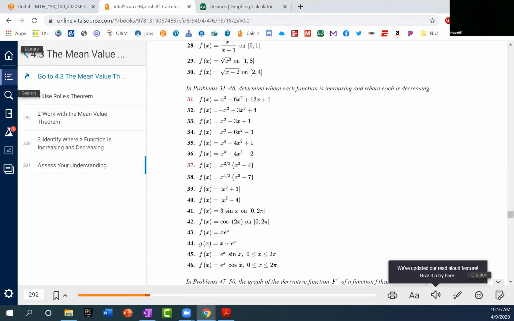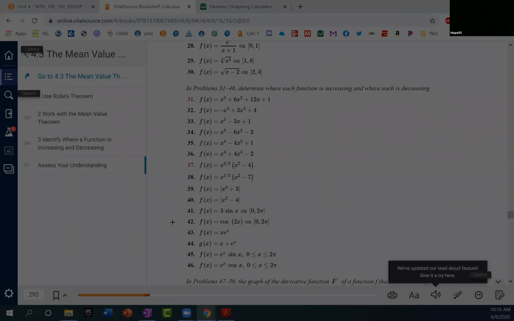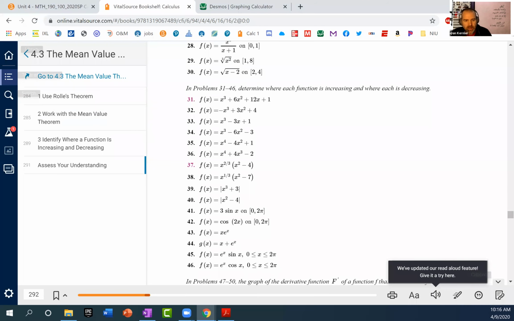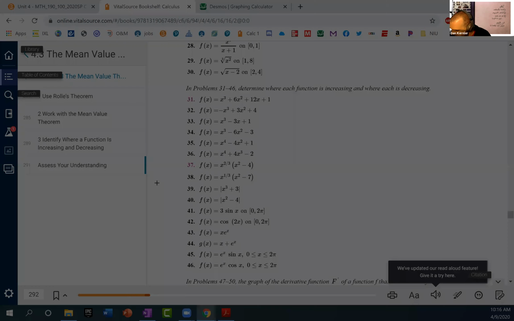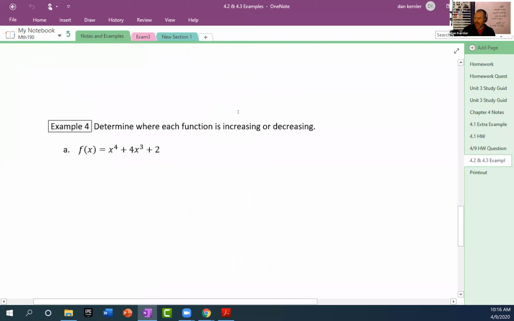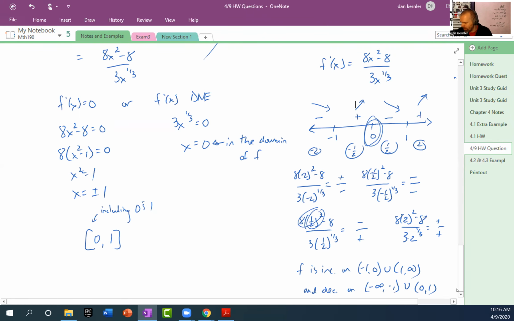Absolute value. I feel like absolute value, or no, you're not 43. Sorry, 39. Absolute value seems like such an easy concept, like, oh, you just make stuff positive. But in calculus, it makes everything worse. Absolute values just seem to make everything worse.